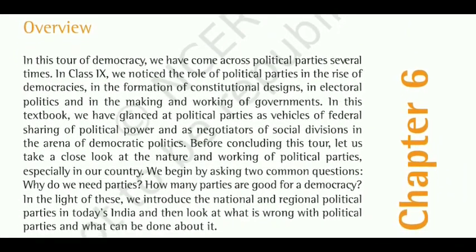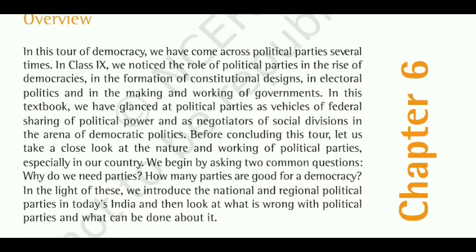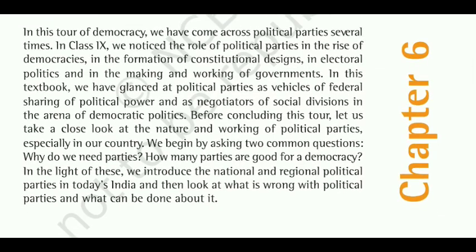First of all, overview. In this tour of democracy, we have come across political parties several times. In class 9, we noticed the role of political parties in the rise of democracies, in the formation of constitutional designs, in electoral politics, and in the making and working of governments. In this textbook, we have glanced at political parties as vehicles of federal sharing of political power and negotiators of social divisions in the arena of democratic politics.